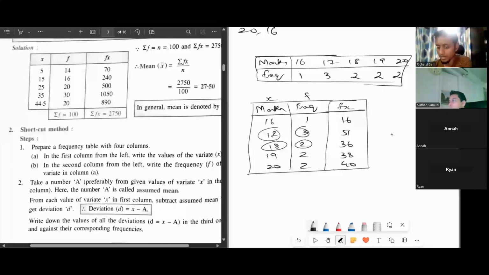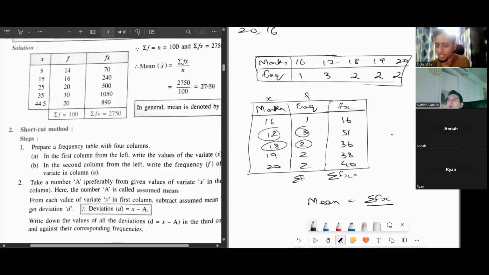Now we have to add all these terms. That will give you the total. So here itself, we will add everything and write it as summation fx. Summation means the sum of all the fx values. So add all this, we will get the total. To find the mean, we have to do this summation of fx divided by what? Yeah, 10, right? 10 is the total number of students. Where is the 10? If you add all this, 1 plus 3 plus 2 plus 2 plus 2, you're getting 10. So that is summation f.